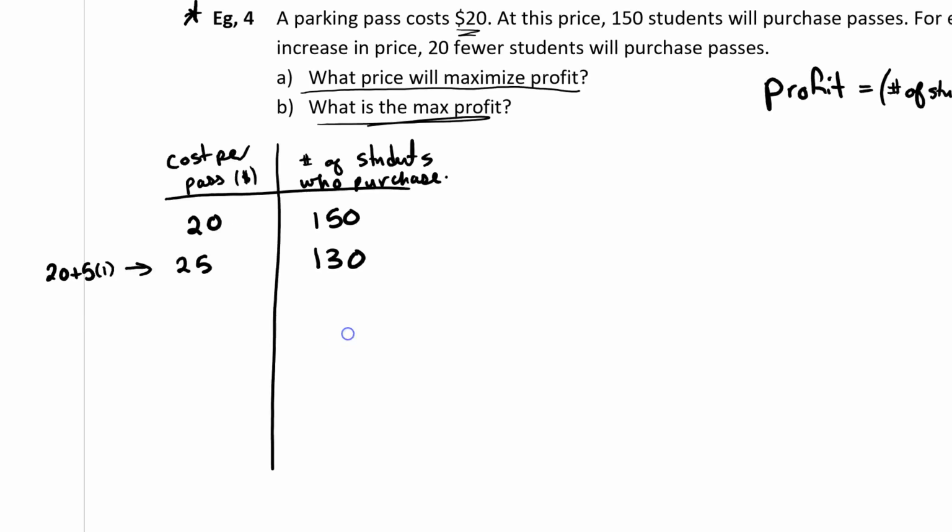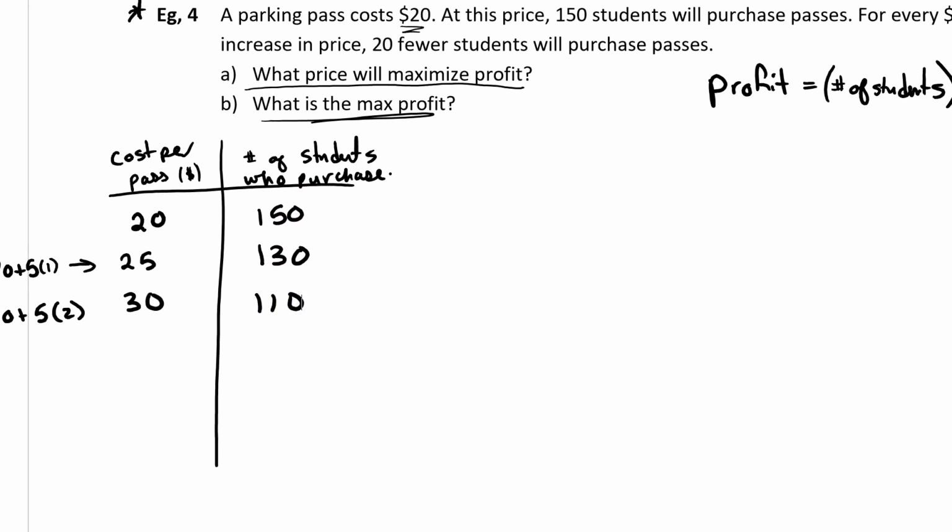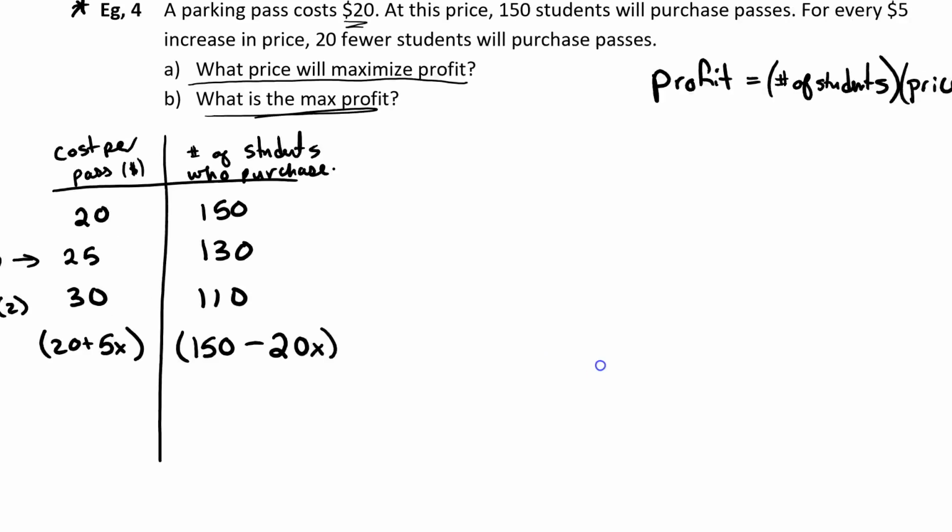Say we go up to $30. So this is 20 plus 5 times 2. Then the number of students who purchase is simply going to be 110. And we can follow this all the way down until we get to 20 plus 5x. So then this one is 150 minus 20x, because students will go down by 20 for every increase of $5.